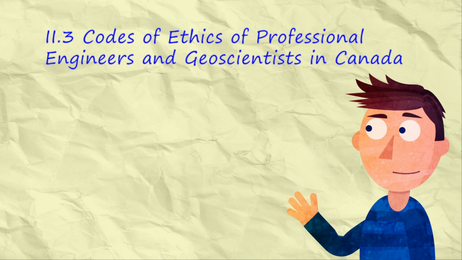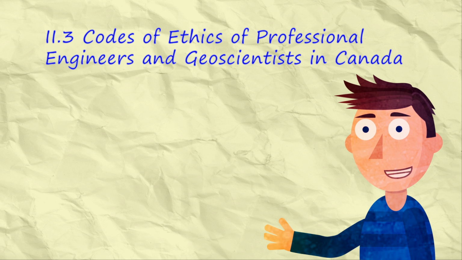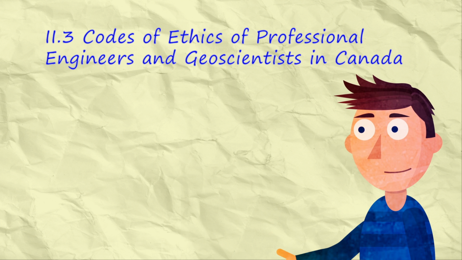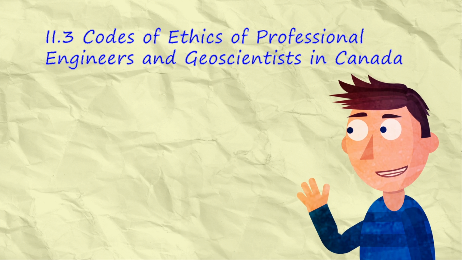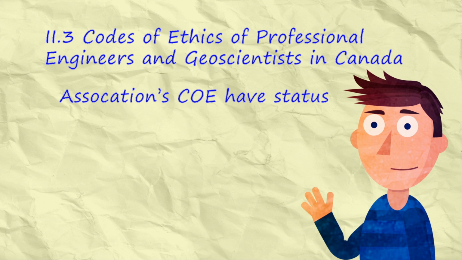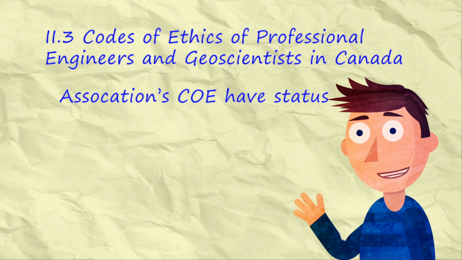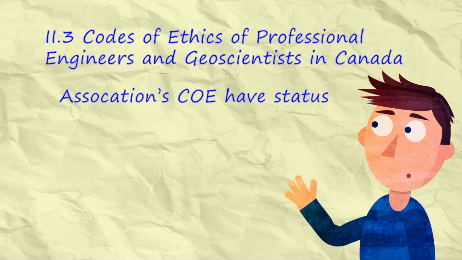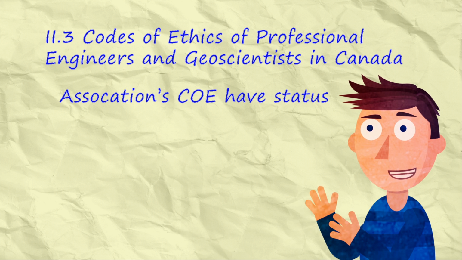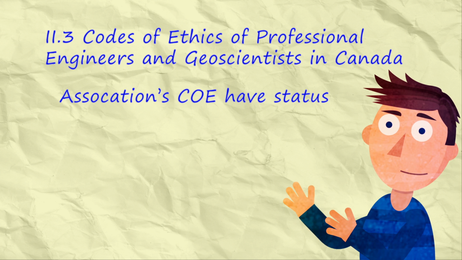Section 3, Code of Ethics and Professional Engineers and Geoscientists in Canada. The Code of Ethics can be voluntary or mandatory. The most important one is from your association, which has legal status, meaning that it derives authority from the Provincial Professional Engineering Act. So if you do not follow your association's code of ethics, you can be disciplined. Making the provincial association's code of ethics mandatory.